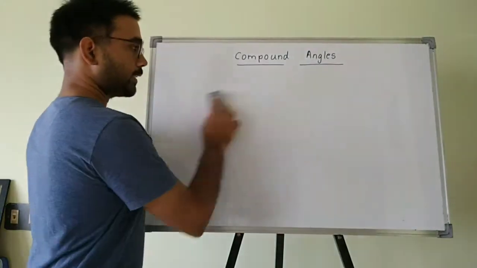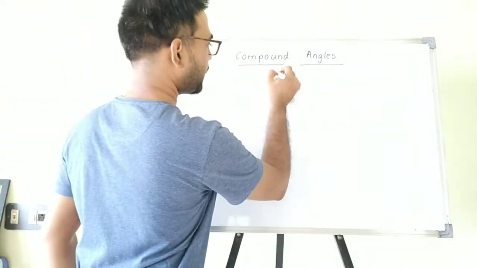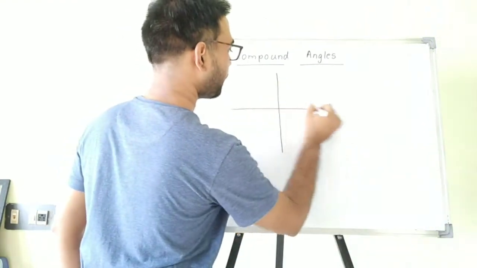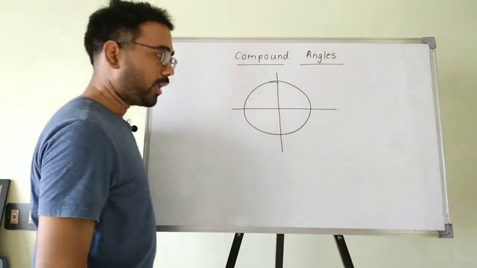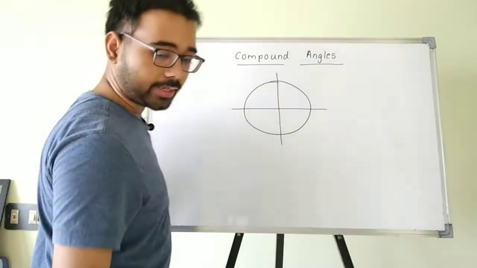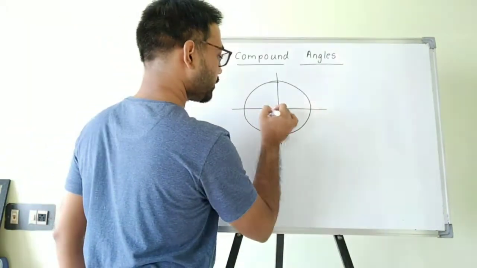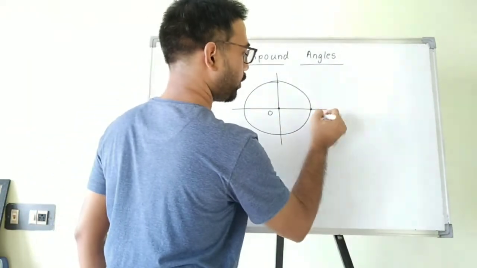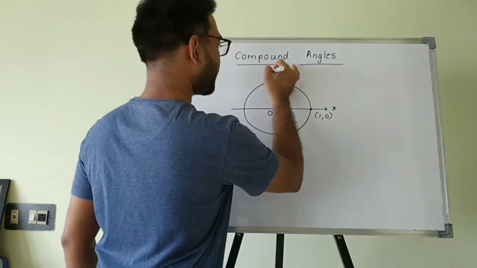To prove this, let us consider a unit circle, a circle of unit radius. The center of the circle is the origin and the radius is 1 unit. So this is going to be 1, 0. This is the x-axis, this is the y-axis.